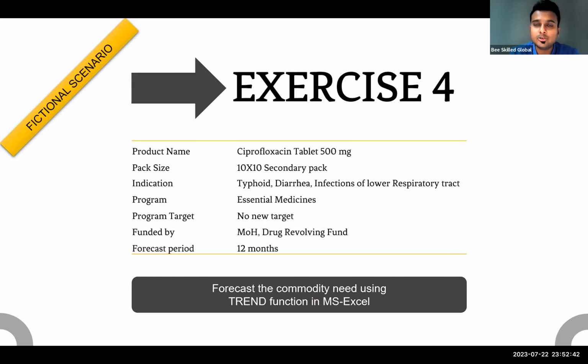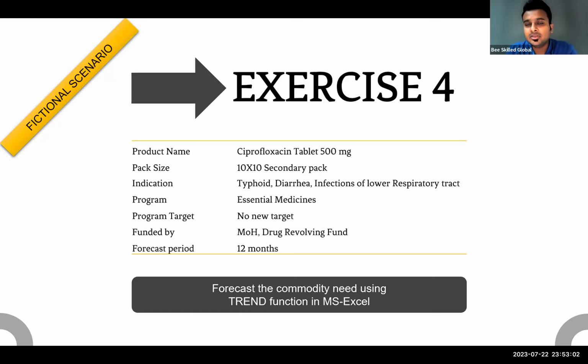So always try to collect the real consumption data, which comes from the health facility or any service delivery point. That will give you the actual scenario of the amount of product that is being consumed by patients or users. So that was our first exercise.